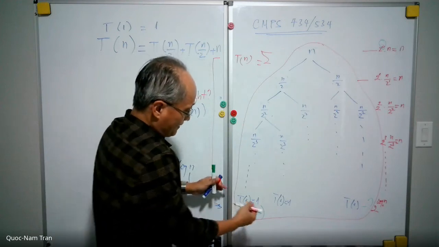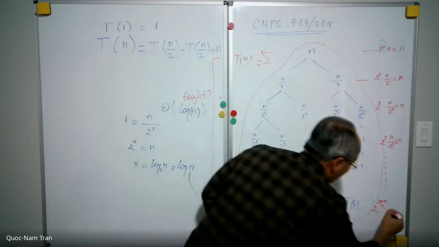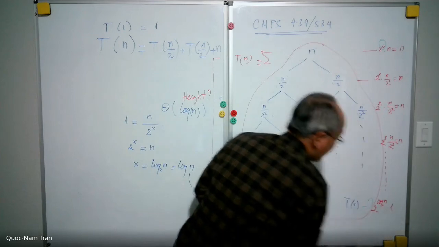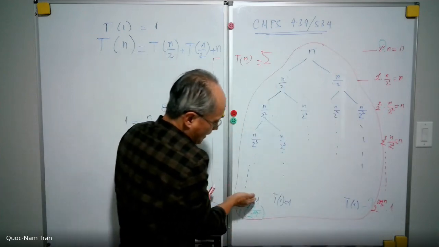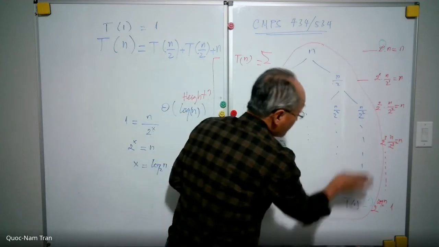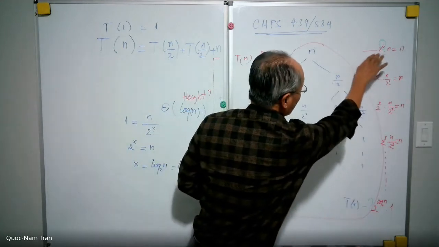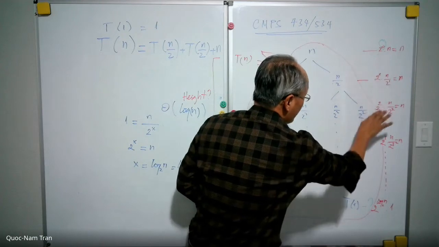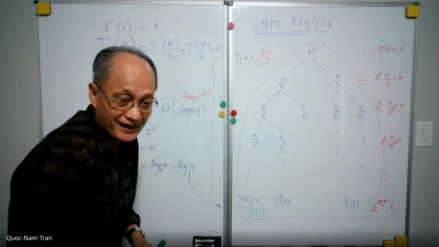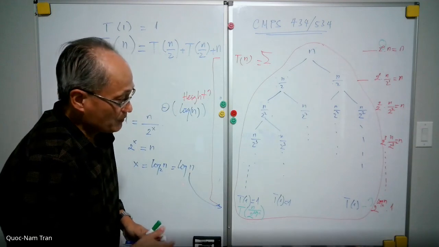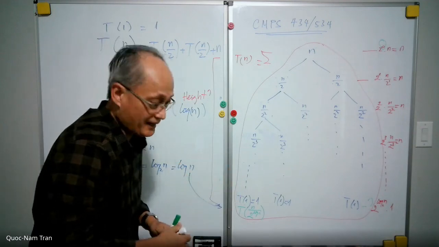And then what is the value? Times 1. Okay, so the total number of elements on this row follows the pattern: 2 power to the 0, 2 power to the 1, until 2 power to the log 2 of n. Okay, so what is 2 power to the log 2 of n?